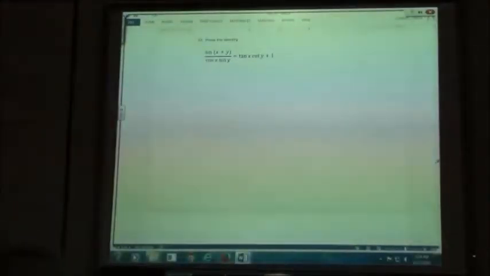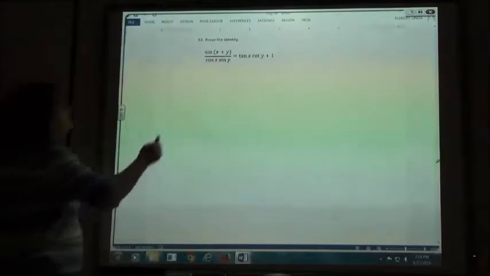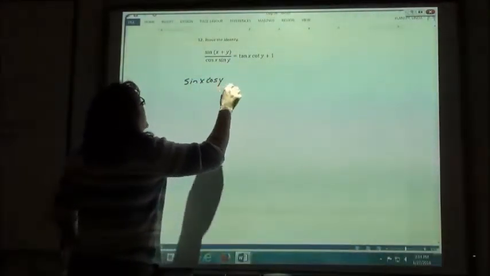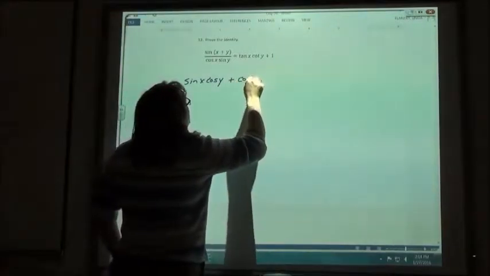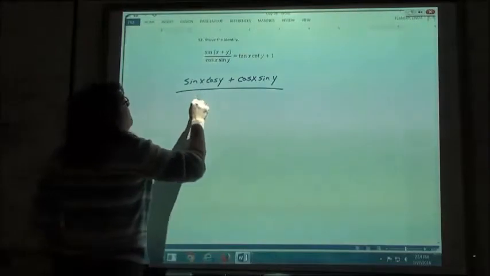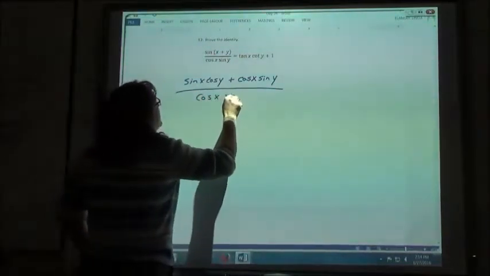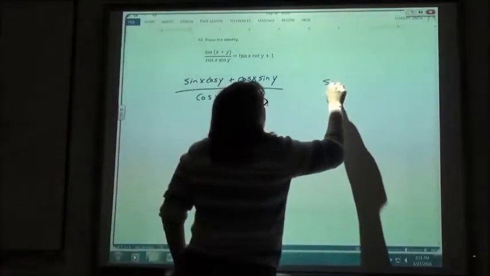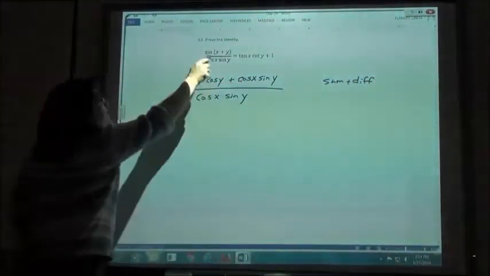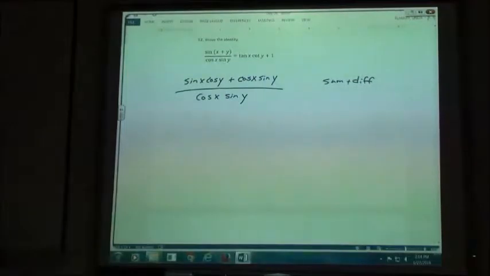Number 12, we want to prove our identity. Again, we start with the sine of x plus y. So we're going to go ahead and substitute in for the sine of x plus y. So I'm going to have the sine of x cosine of y plus cosine of x sine of y over my cosine of x sine of y. That's using my sum and difference identities, just substituting in for the sine of x plus y.